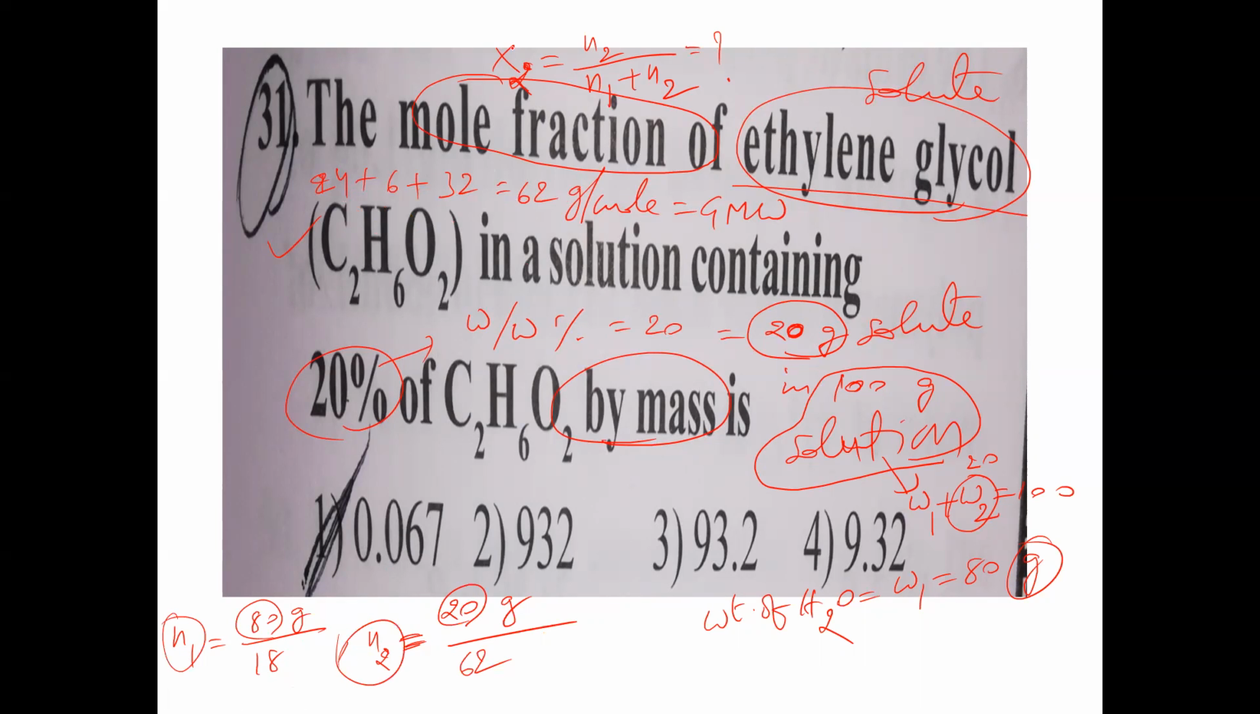After that we have to substitute in the X2 formula, N2 by N1 plus N2. This one will be the answer. Is that clear? So like this mole fraction they asked here. They have given you weight by weight percentage, mass by mass percentage, and they asked you to calculate the mole fraction. Like this we have to understand. Is that clear?